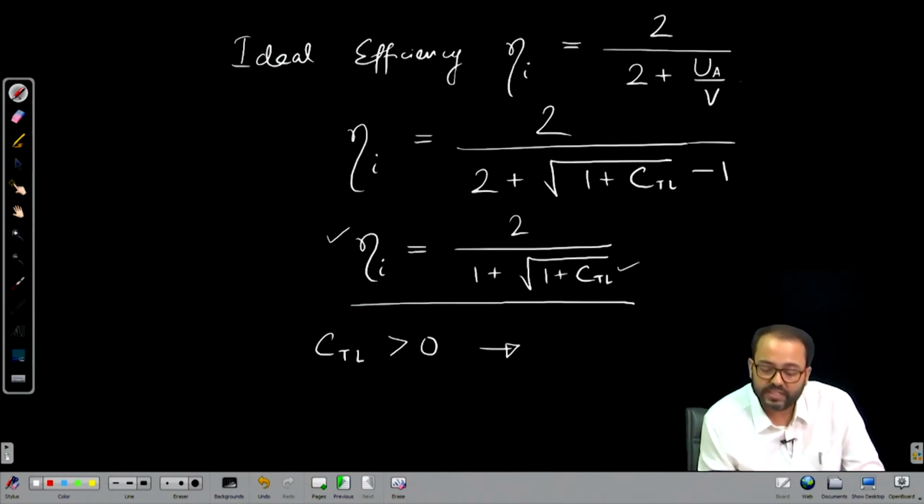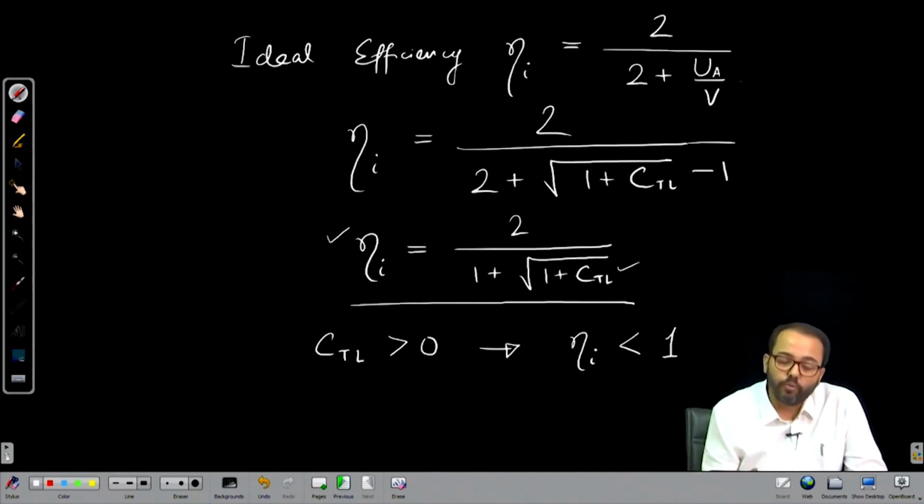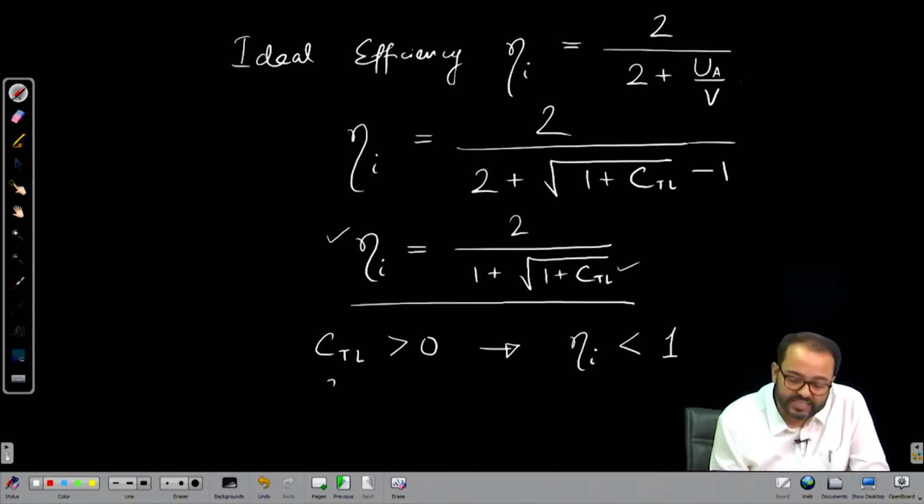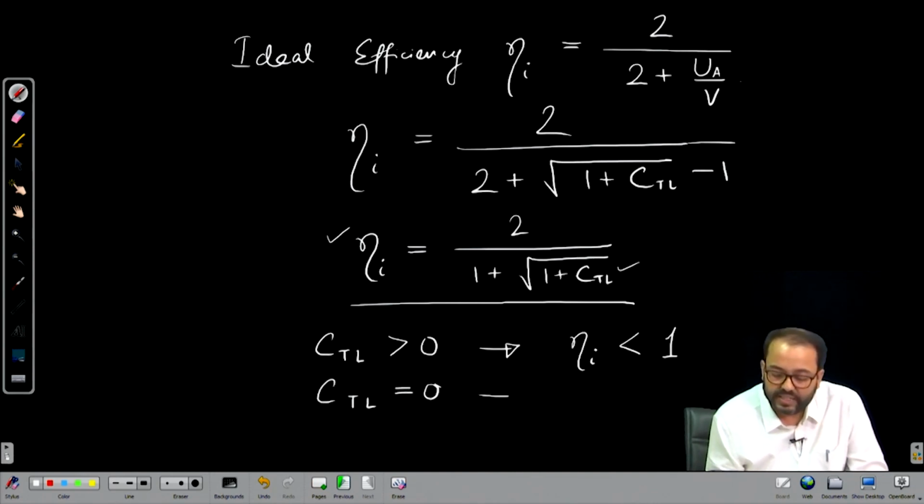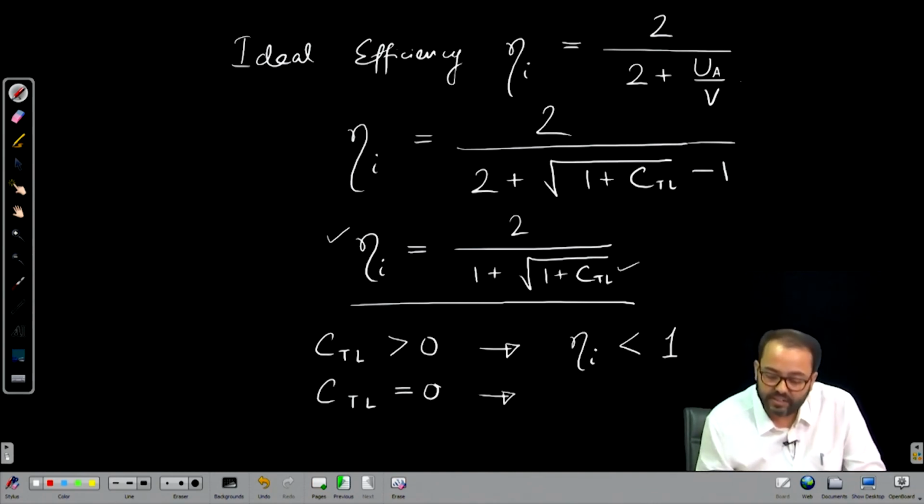what will happen to this denominator? 1 plus root over CTL will be greater than 1. So, eta I will be 2 by something which is greater than 2. So, eta I will be less than 1. Okay. So, the only condition where we can get an ideal efficiency of 1 is the case where CTL is 0. Then only from this equation we will have the ideal efficiency equal to 1.